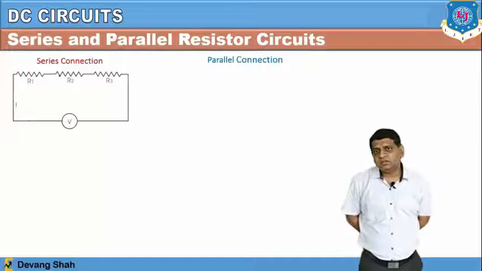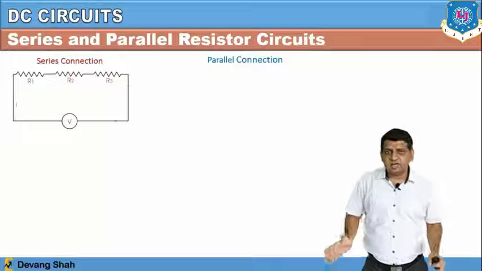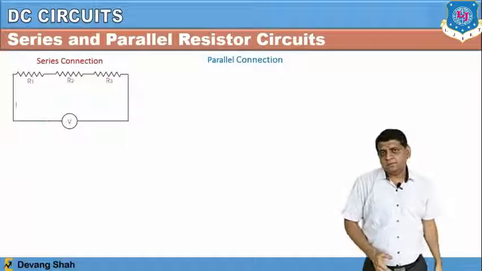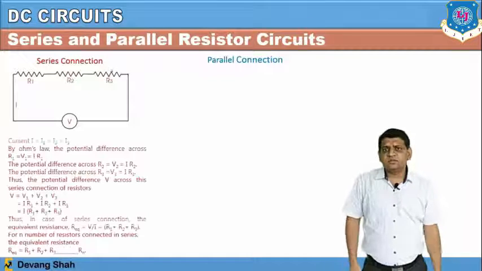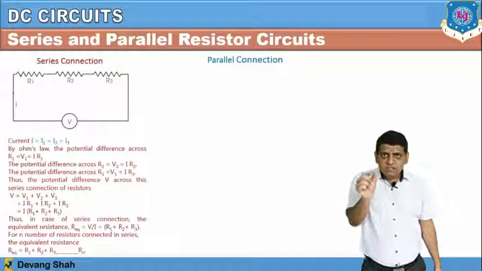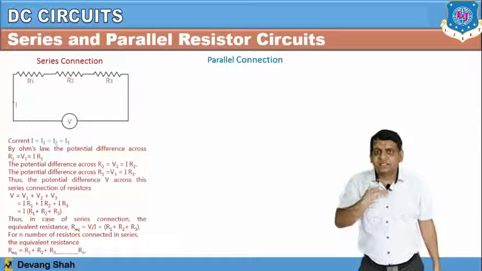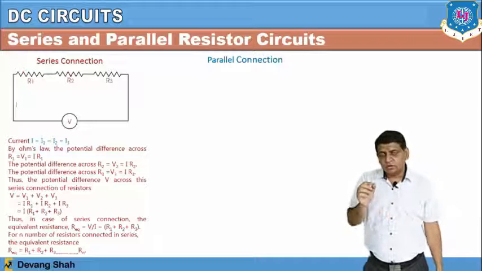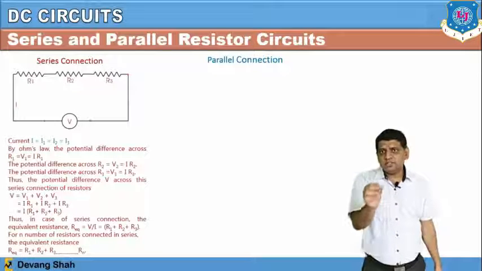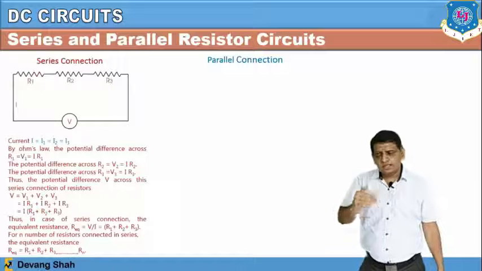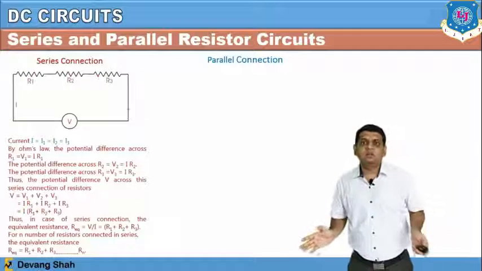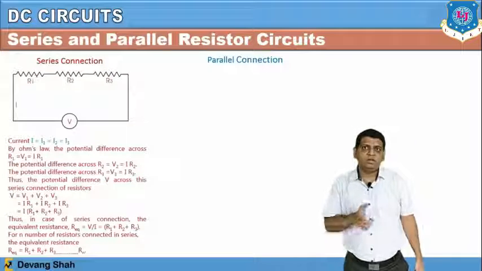You see, all three resistances are connected in series, R1, R2 and R3, and the current which is passing through all these three resistances is the same, right? So I can say the current I is equal to I1 is equal to I2 is equal to I3. In a series resistance, the current is the same, but the voltage is different.